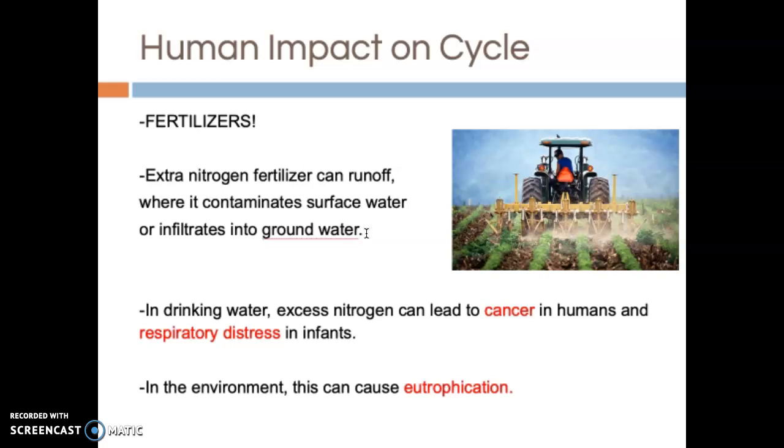This could be dangerous for humans because too much nitrogen in drinking water can lead to cancer, and it can lead to respiratory distress in small children and infants. So that means it would make it hard for them to breathe. In the environment, this can impact ecosystems by causing eutrophication.